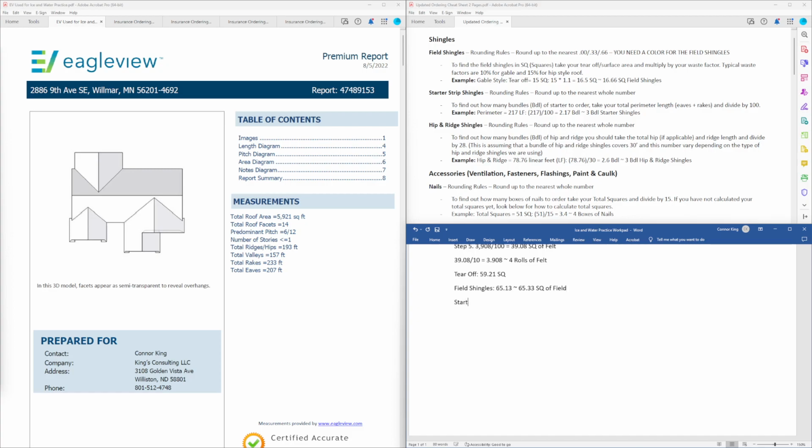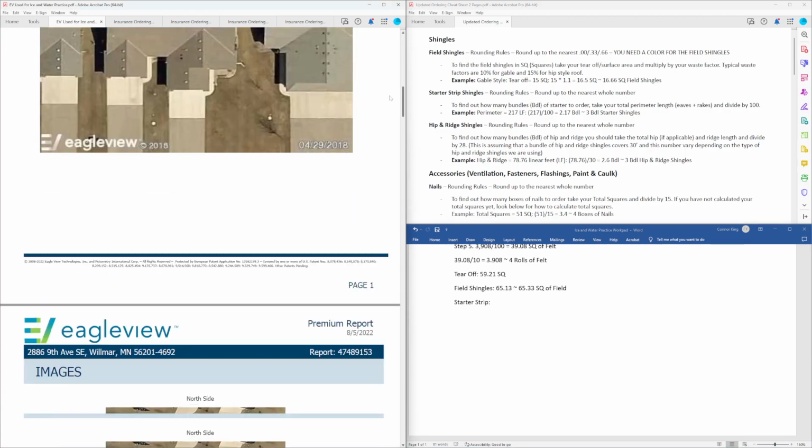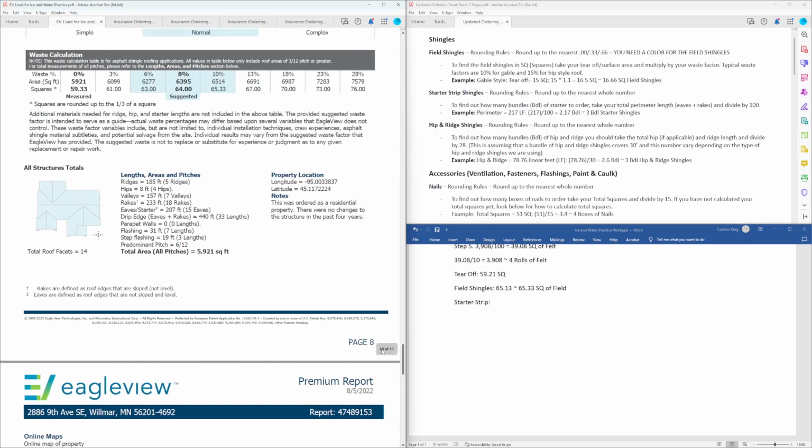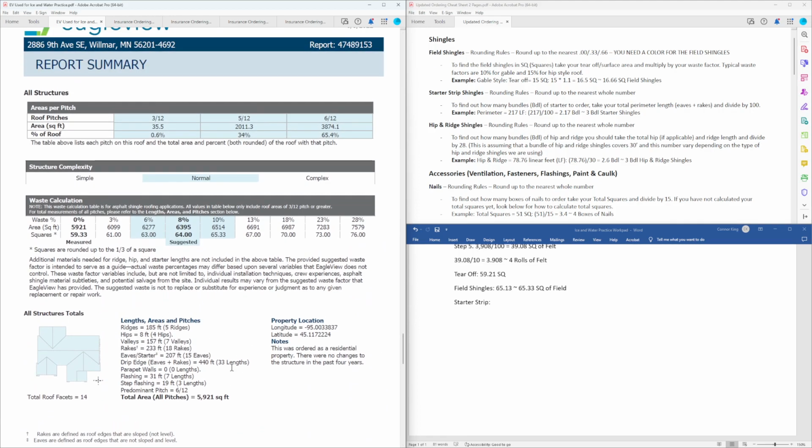Next, we're going to do our starter strip. For the starter strip, it says to find out how many bundles of starter to order, take your total perimeter, which is your eaves plus your rakes, and divide by 100. We have eaves and rakes here that we could add up. Another little hint is further along in the Eagleview, there's another page that has a bunch of lengths. It even has a waste calculation that they advise, and it has the pitches broken out. If you see in this length, it has the drip edge, which is your eaves plus your rake, so that's our perimeter. So we can just use that drip edge measurement, which is 440.